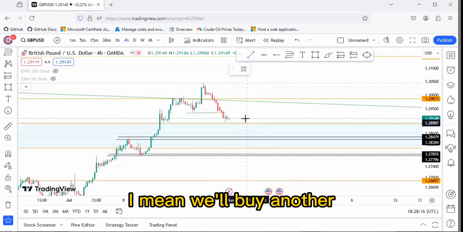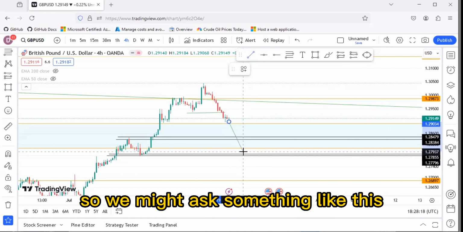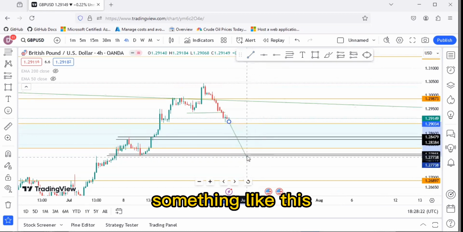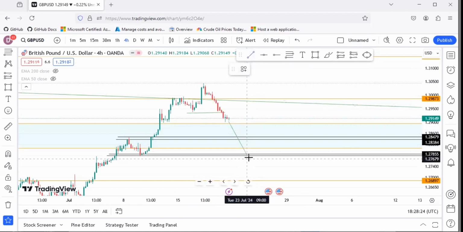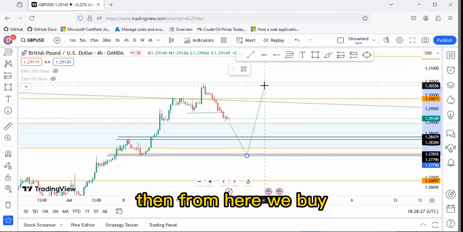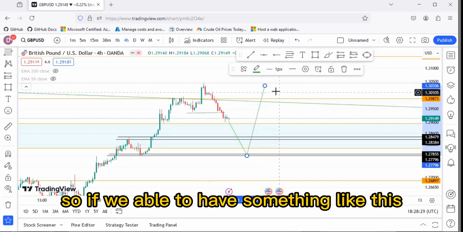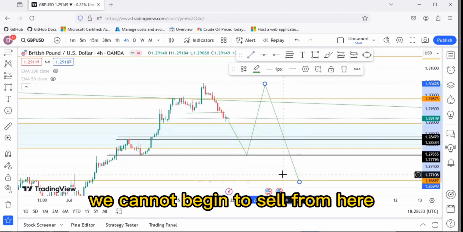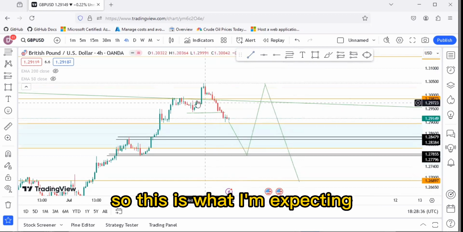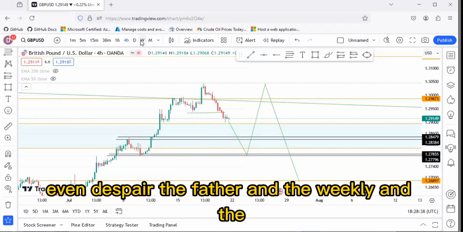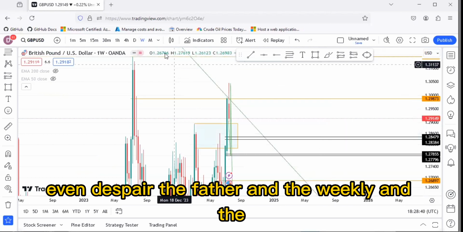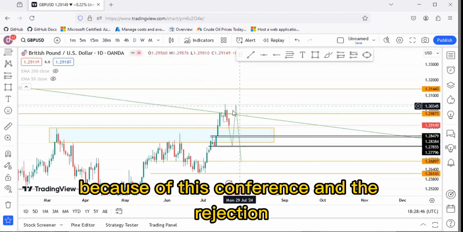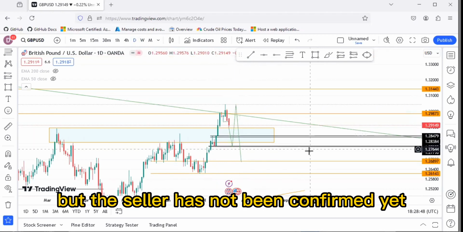we'll buy, rather. So we might have something like this. Then from here, we buy. If we're able to have something like this, then from here we cannot begin to sell. So this is what I'm expecting. I cannot sell here, even despite the fact that the weekly and the daily are telling us to sell because of this confluence and the rejection, but the sell has not been confirmed yet.